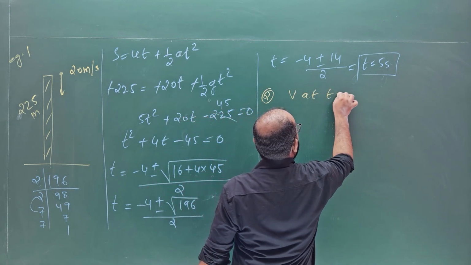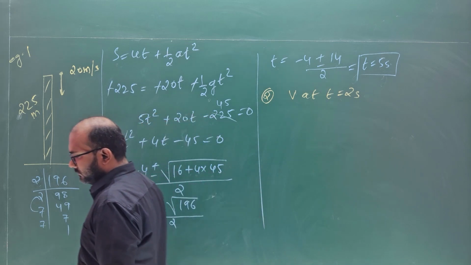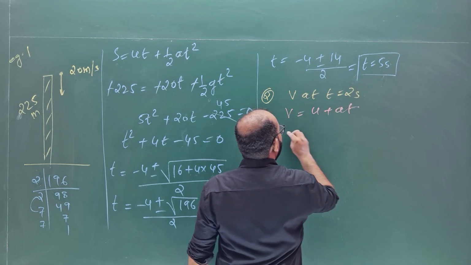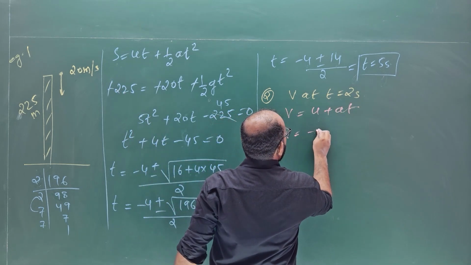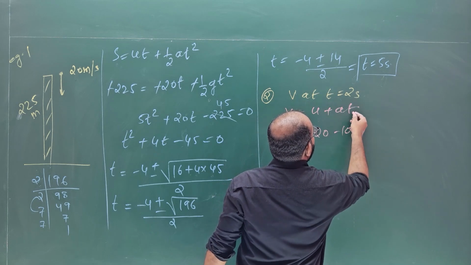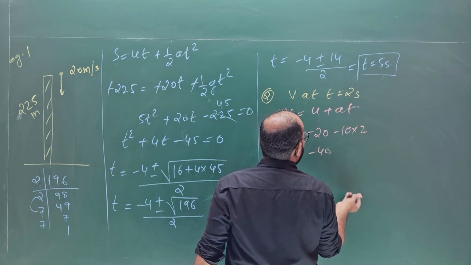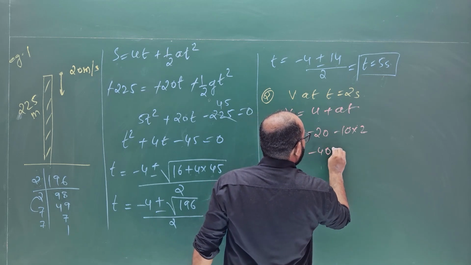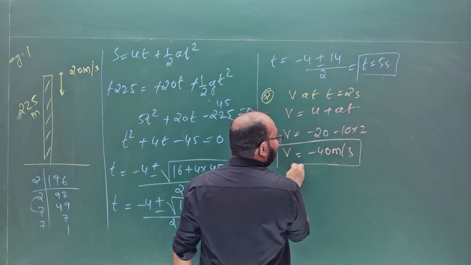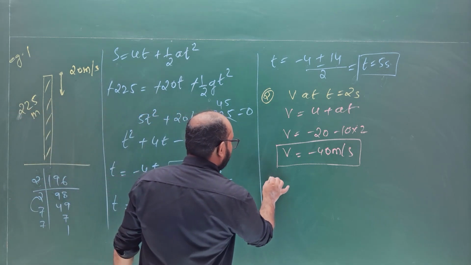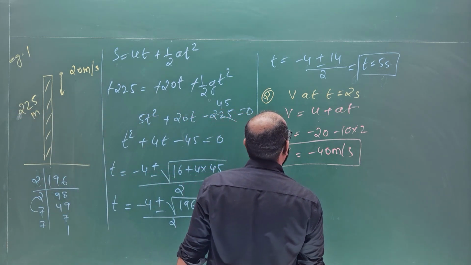Velocity at t is equal to 2 seconds. Calculate this first. Using v is equal to u plus at, u is minus 20, minus 10 into time 2. So v is equal to minus 40 meter per second. Someone got 0? That's the reason I am asking you to put the sign convention properly.